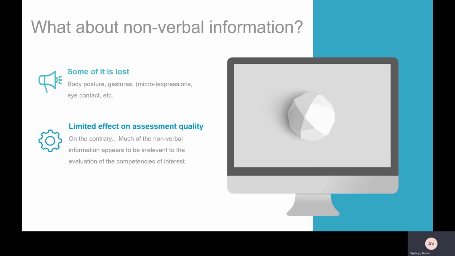What is also found is that a lot of the nonverbal information that in a face-to-face interaction we process automatically and involuntarily is actually not that relevant to the competencies of interest. Often it even acts as a distractor, distracting us from focusing on what is really relevant in the assessment center. So from the research, we can conclude that the decrease in nonverbal information does not have any effect on the quality of an assessment.